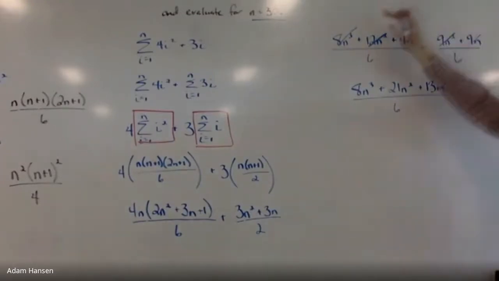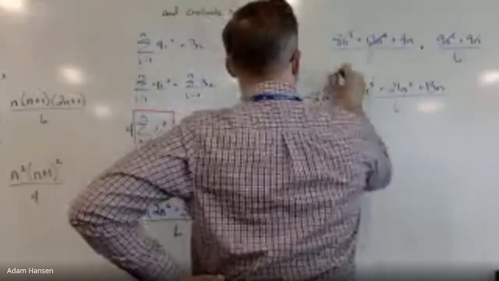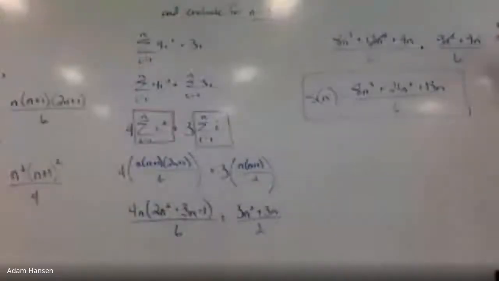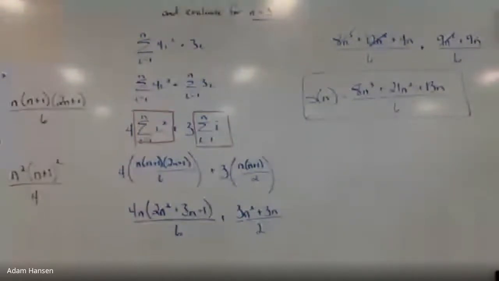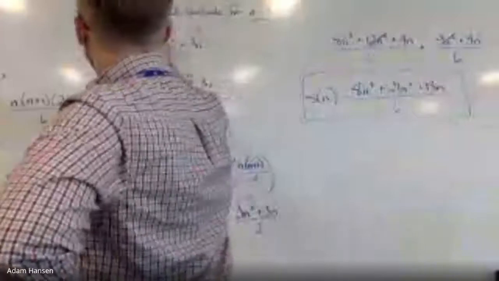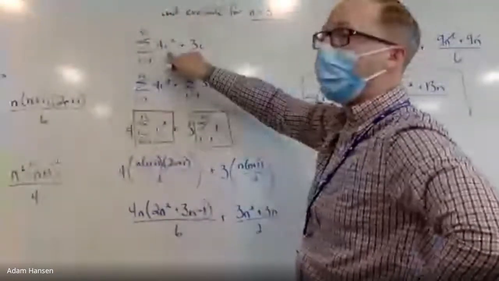Here is my summation formula, S of n. For any upper bound n, I can evaluate that sum using this function here. What do I want to evaluate it for? 30. I want to know what this is: the summation from i equals 1 to 30 of 4i squared plus 3i.